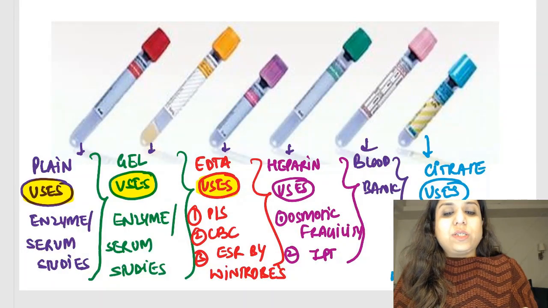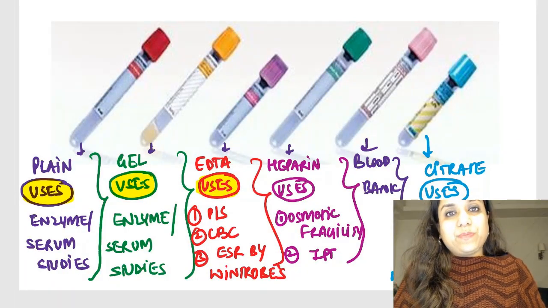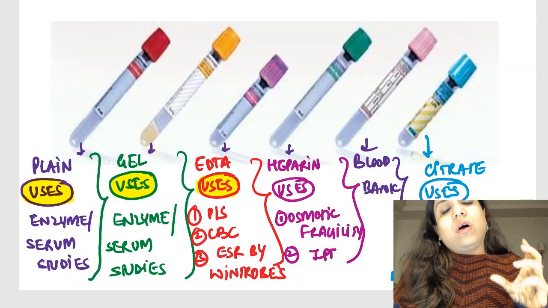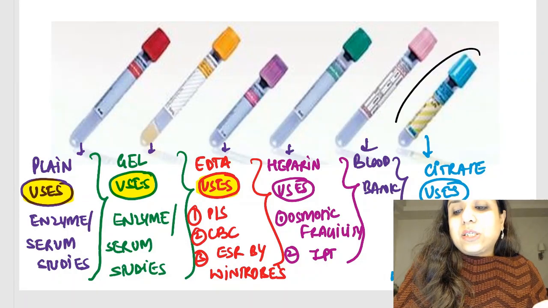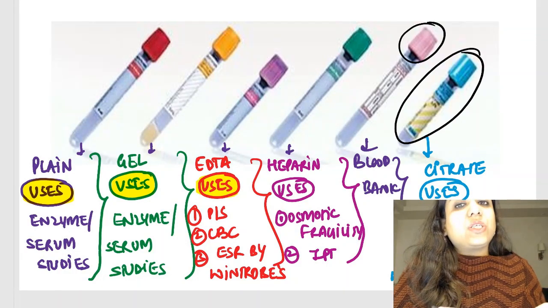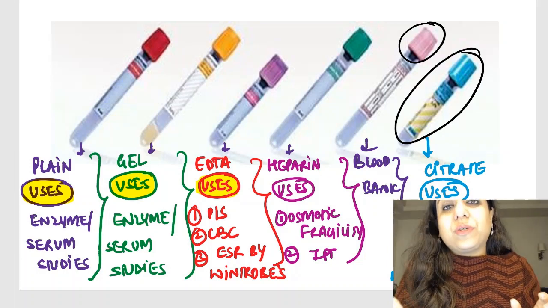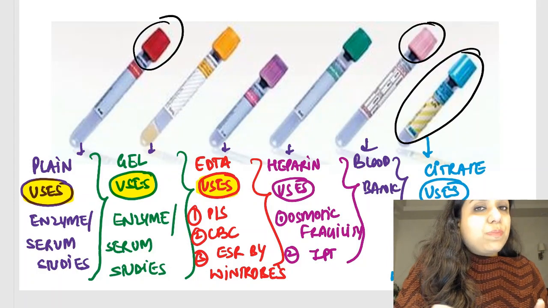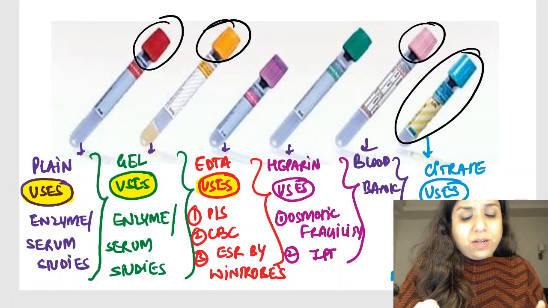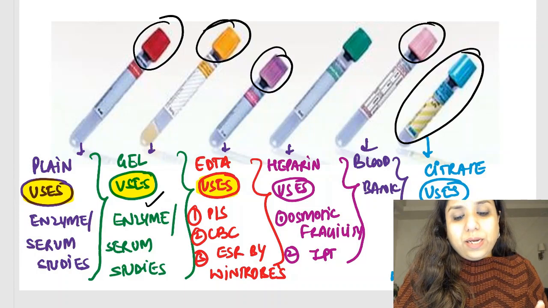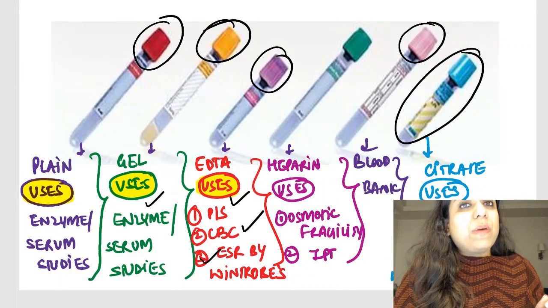Another very popular thing, students, is the vacutainer, right? You must have seen that when a person comes to take your blood from a lab, he carries these tubes with him. The cap of these tubes is colored, right? The color coding usually indicates what is the kind of anticoagulant or substance which is present in these tubes, right? Now, red tube is plain, yellow tube has a gel, which is used for enzyme and serum studies. The lavender tube has got EDTA. It is used for peripheral smear or CBC or ESR by Wintrobe's method.